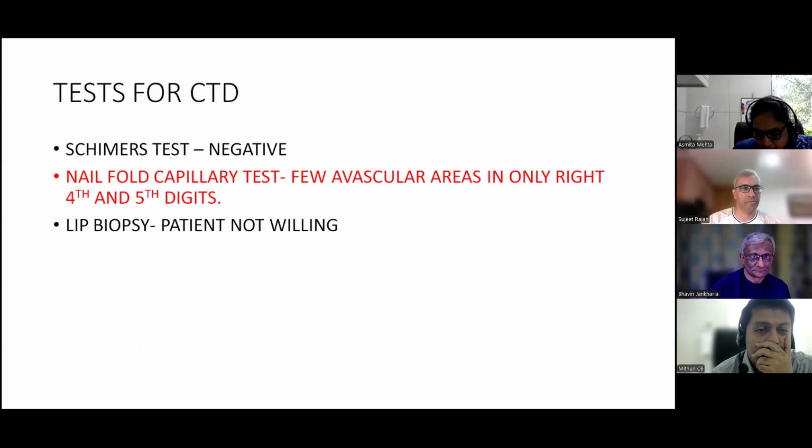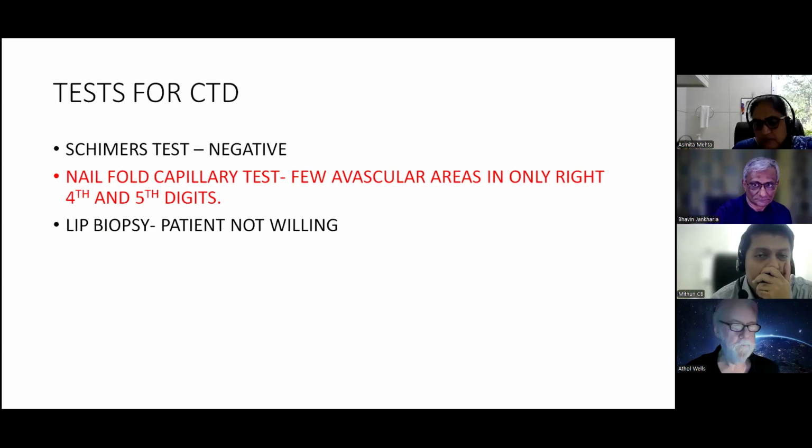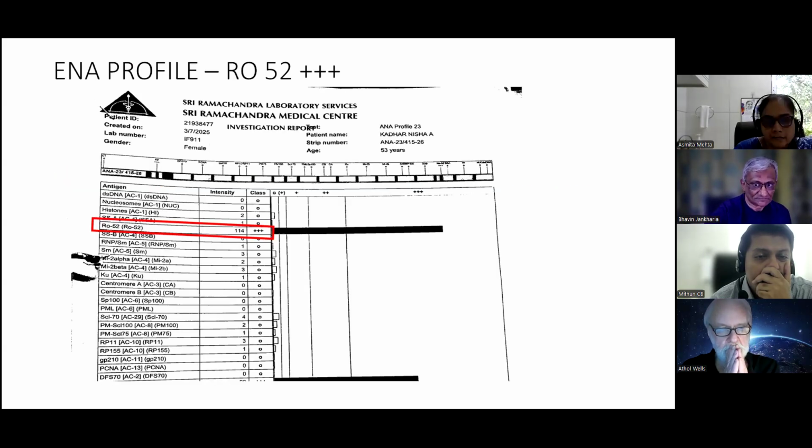Next we did Simons test, which was negative, and then nailfold capillaroscopy was done, which showed few avascular areas only in the left fourth and fifth digits. A lip biopsy was advised to the patient, but the patient was not willing for the same. And we did an extended ENA profile, which showed Ro52 3 plus positive, which was significant in spite of ANA being negative.